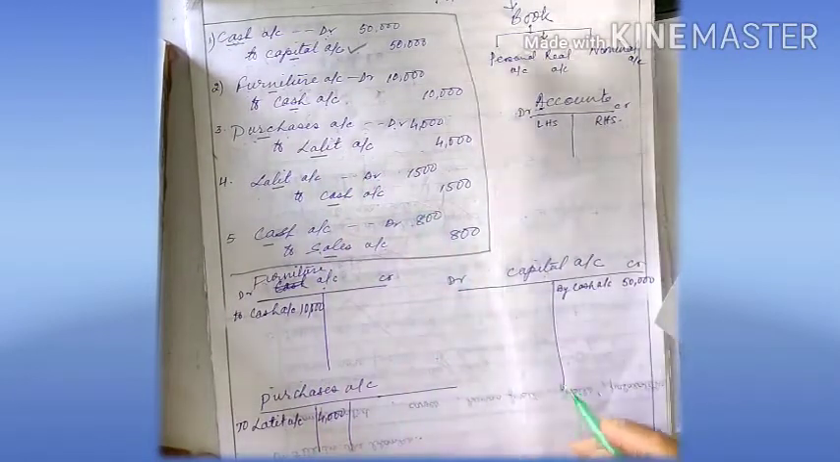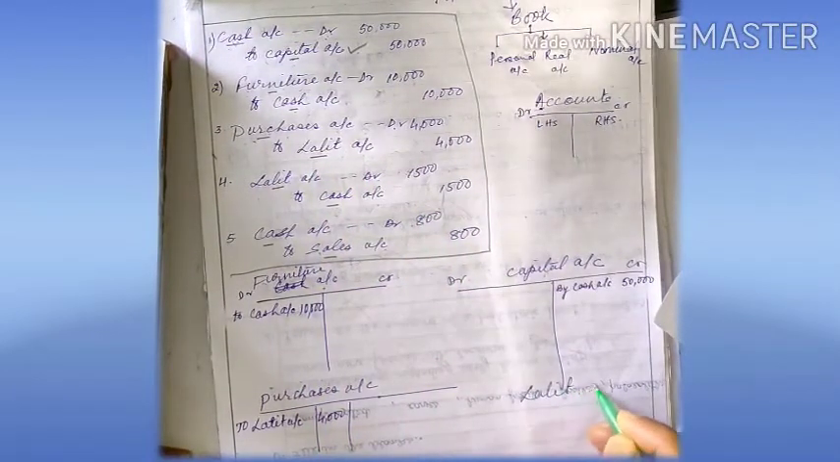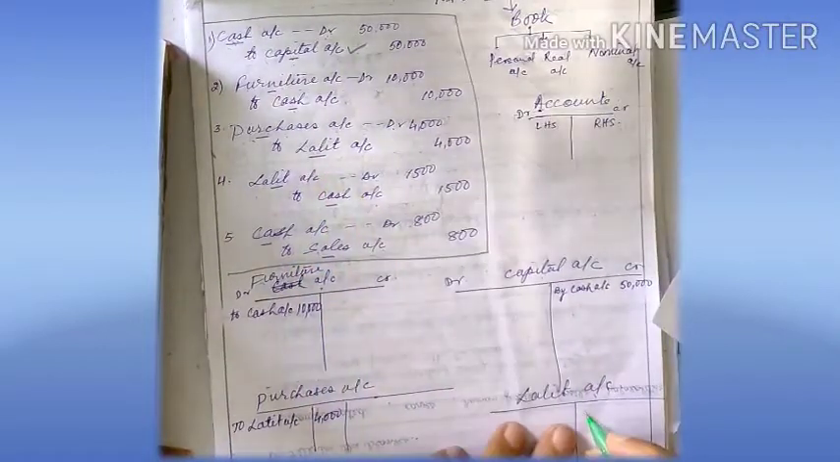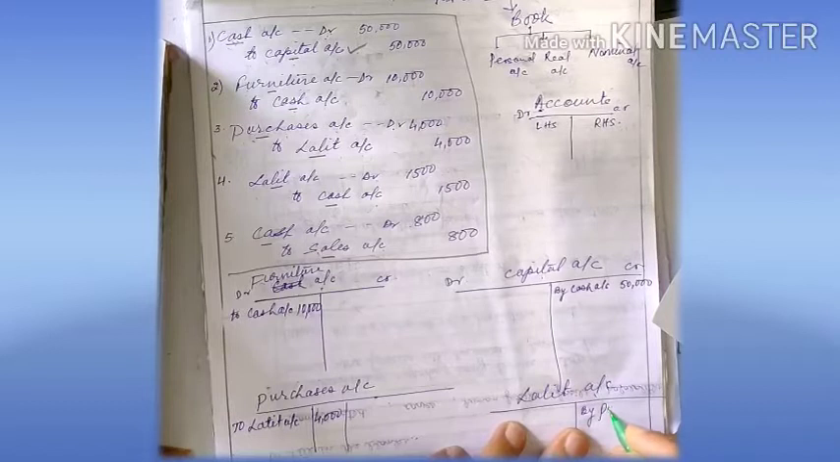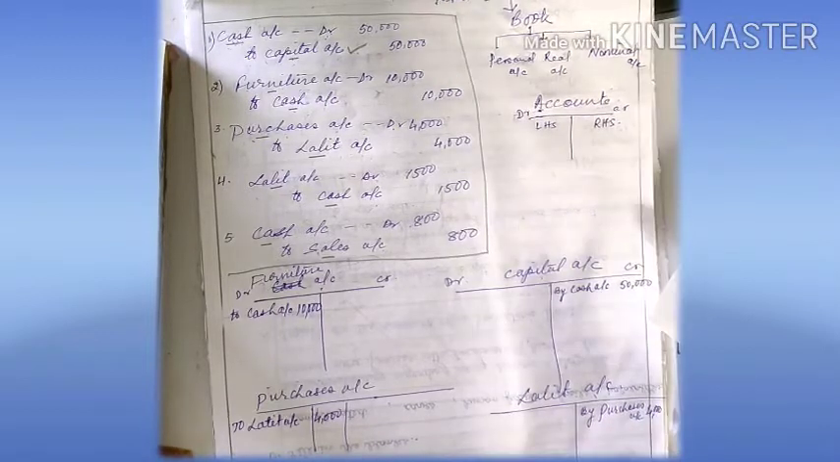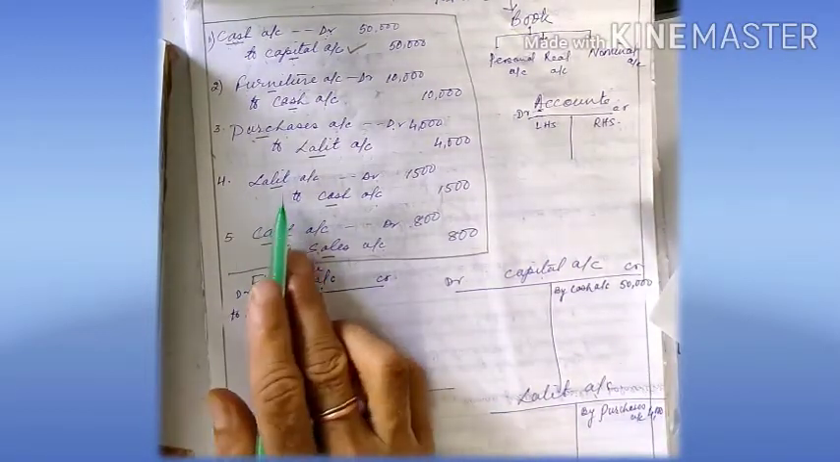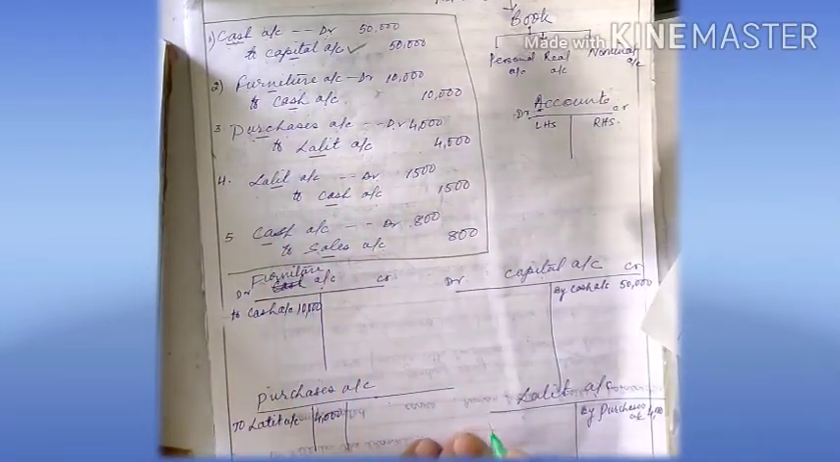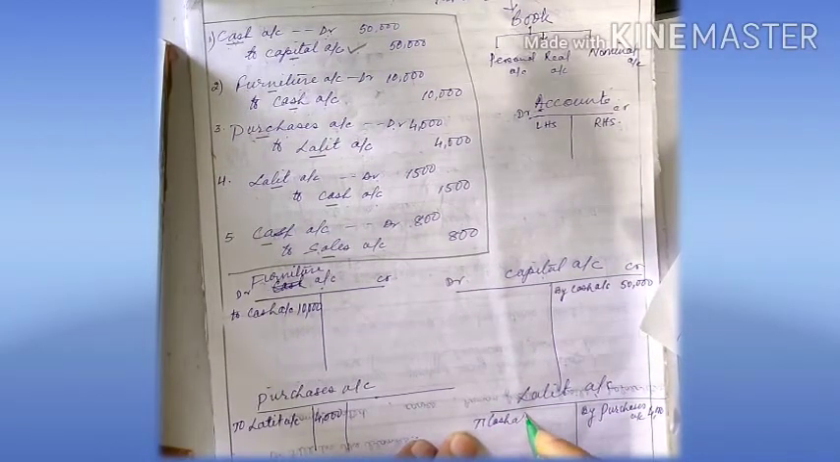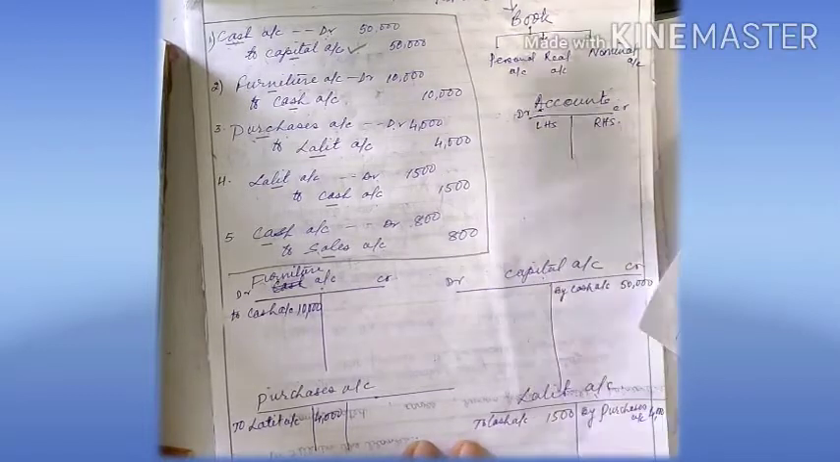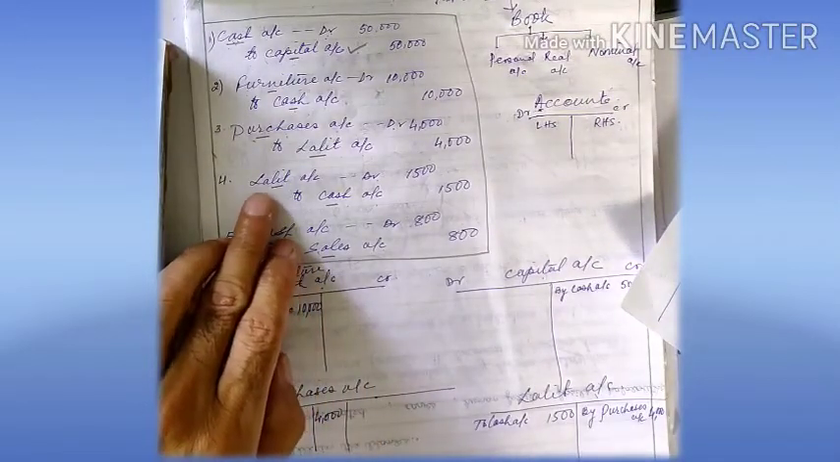Then you need another account called Lalit account. Lalit account is credit. So let's go to the credit side by purchases account 4,000. Then after that you have Lalit account debit to cash account. So Lalit account is debit. So on the debit side to cash account, that is 1,500. And so we made the entry in the Lalit account.